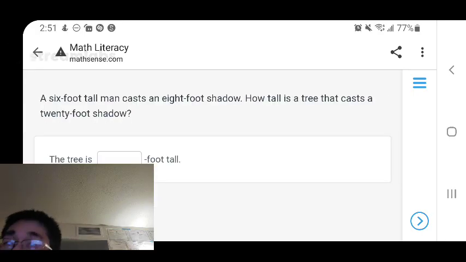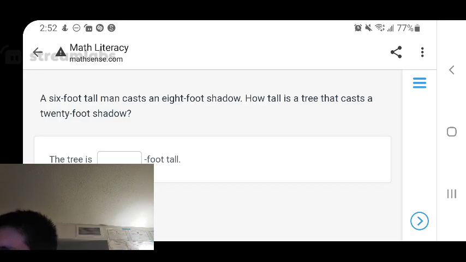This is number 11, a 6-foot tall man. So I like to draw pictures, draw a line. This is 6 feet. Some guy. Yep, stick figure, 6 feet. Casts an 8-foot shadow. Right, draw the shadow on the ground. That's 8 feet. How tall is a tree that casts a 20-foot shadow? Oh, this is ratios, okay.